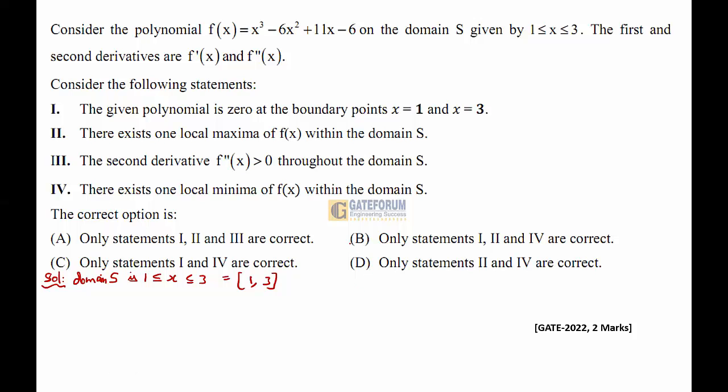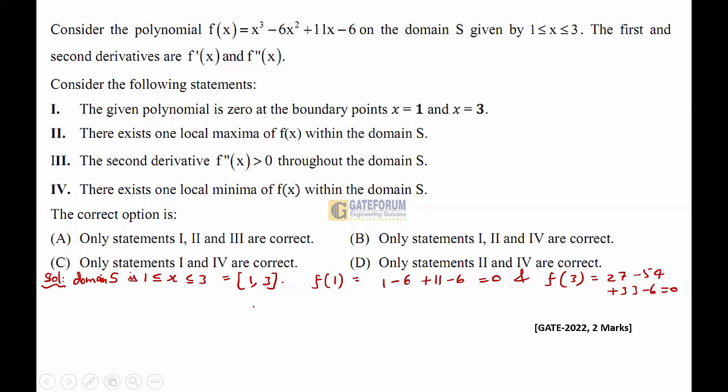Now let us check the 4 statements. F of 1. Put x is equal to 1 in the f(x): 1 minus 6 plus 11 minus 6, which is 0. Put x is equal to 3 in f(x): 3 cube is 27, 6 into 3 square is 54, 11 into 3 is 33, minus 6. So this is 60 and this is minus 60, which will become 0.